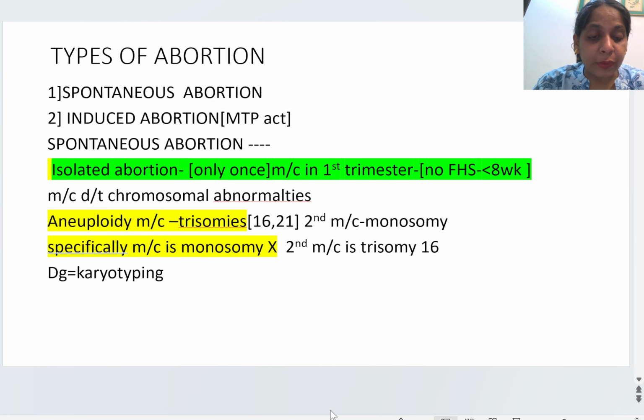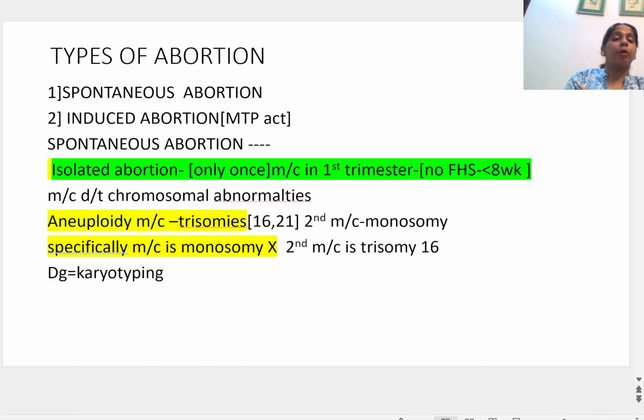First of all, we will study what the different types of abortion are. Abortion can be spontaneous, meaning they occur on their own, and it can be induced. It means we are taking some efforts to expel the fetus. It can be for any indication. So what are the causes of spontaneous abortion?